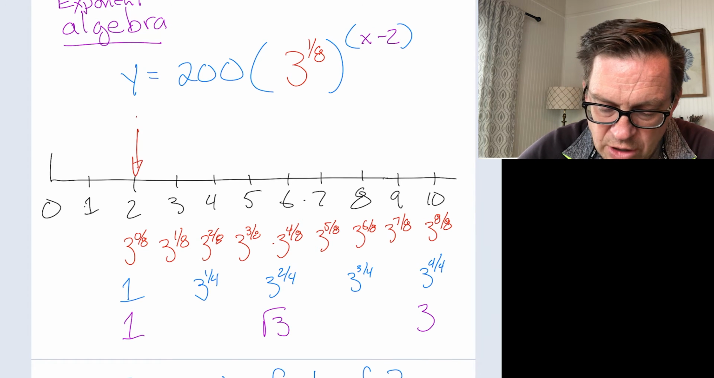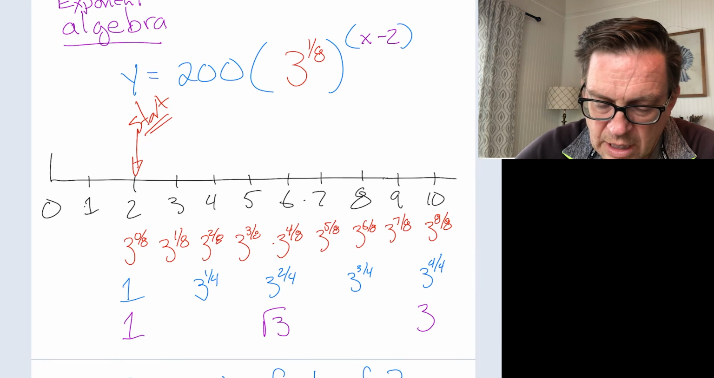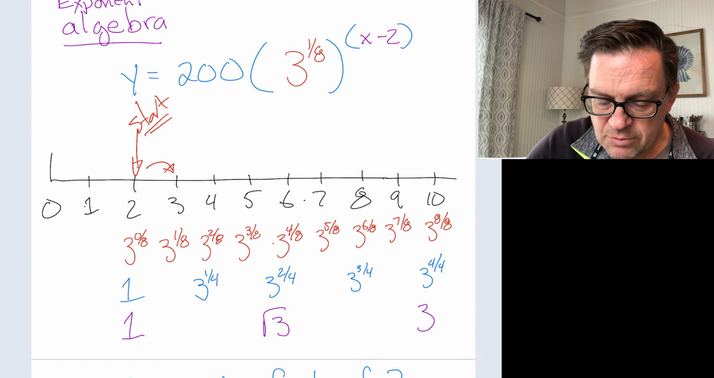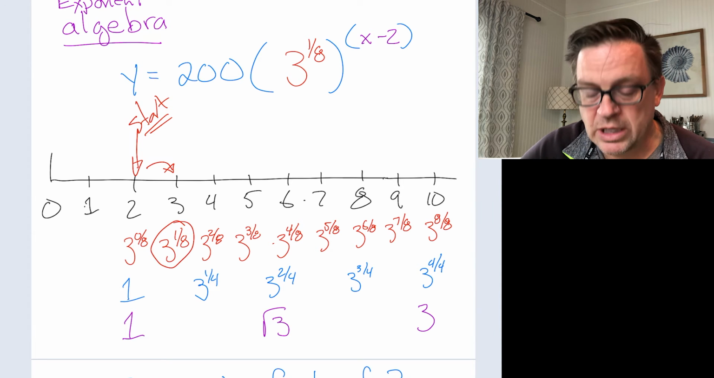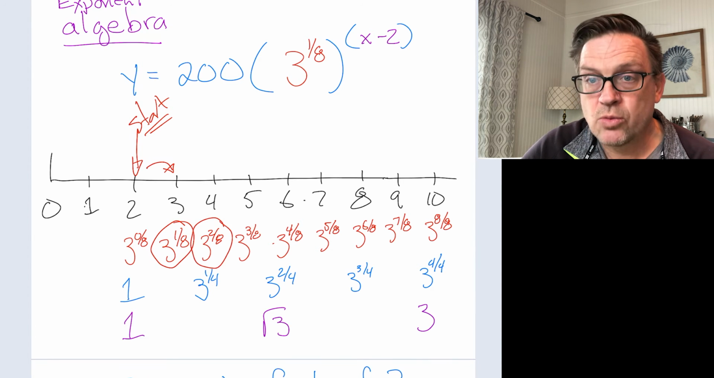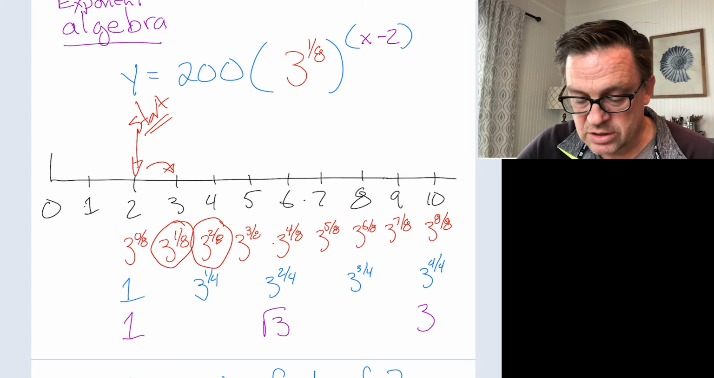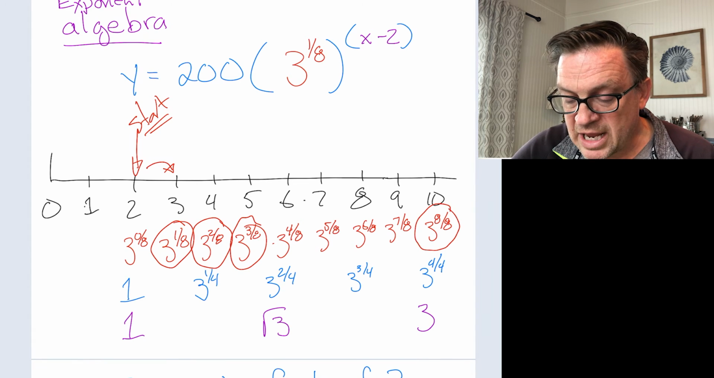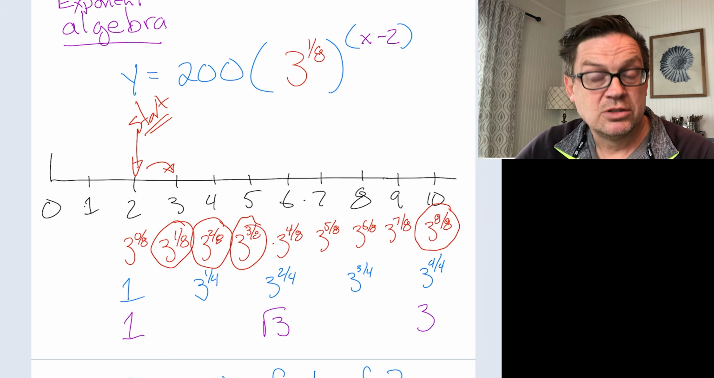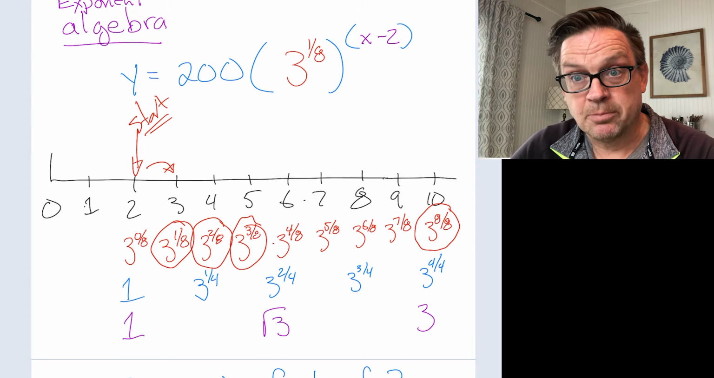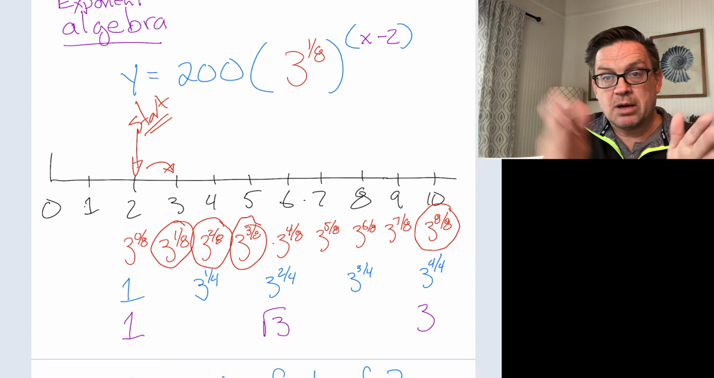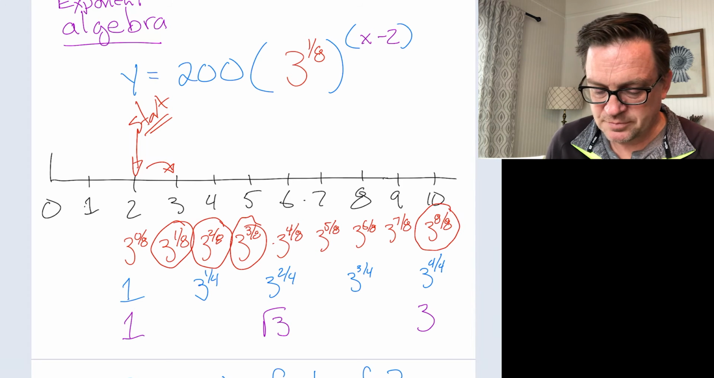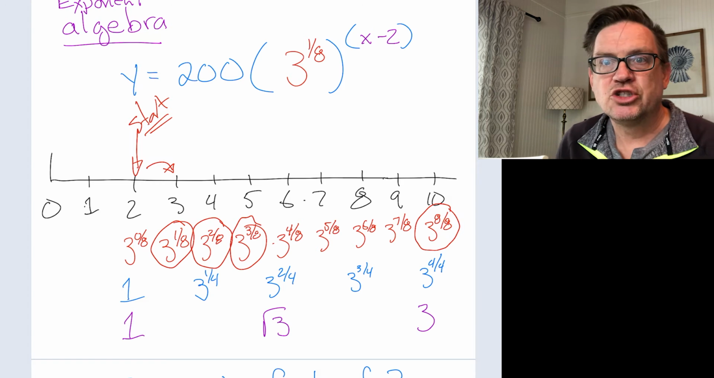Here's where I'm starting. I start in year 2. And every year I move up, I multiply by 3 to the 1/8. Then I multiply by 3 to the 1/8 again, and that's 3 to the 2/8. 3 to the 3/8, 3 to the 4/8, 3 to the 5/8. After 8 years, I'm up at 3 to the 8/8, which is just 3. So if you think about multiplying by that fractional power each time, I can change my period.